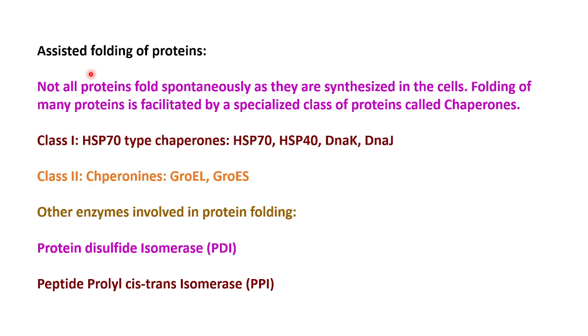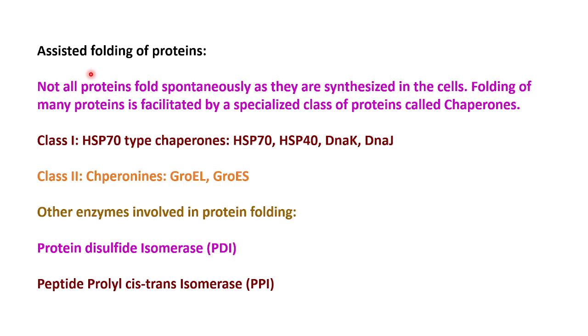Then you have the DnaK, DnaJ. So these are the different chaperones that play a very important role in the folding of proteins. So that is the class 1 proteins, where we have the heat shock proteins in the cells. The second one includes your chaperonins like the GroEL, GroES. So these are another class of chaperones that also help in the folding of a particular protein. So the major function of a chaperone is to assist the proteins to attain a particular structure through folding.